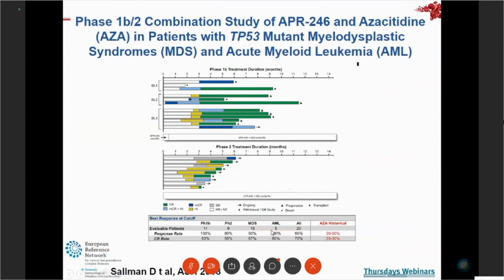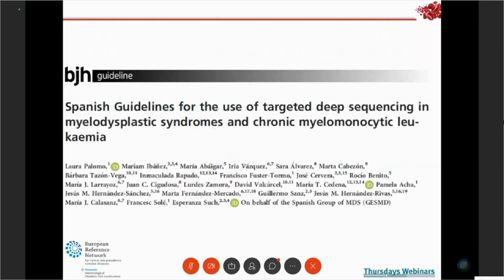These are data that will be updated at ASH 2020, showing the activity of the APR246 together with hypomethylating agents in patients carrying TP53 mutations. These are patients that, as I mentioned before, are resistant to therapy, but they get 85% of response, overall response, when you add this new agent. Now, I give you an overall idea of what we may do and we may obtain by studying molecular MDS. We have to put some order in these studies.